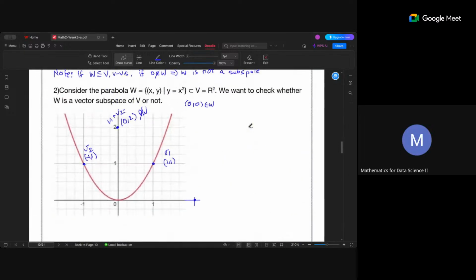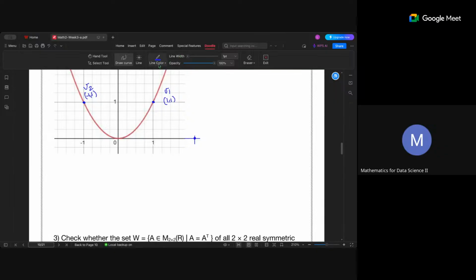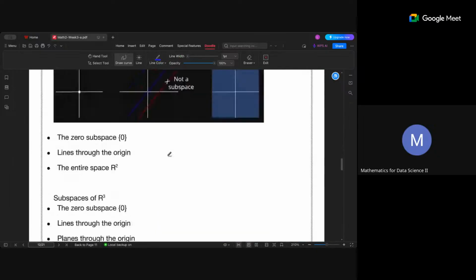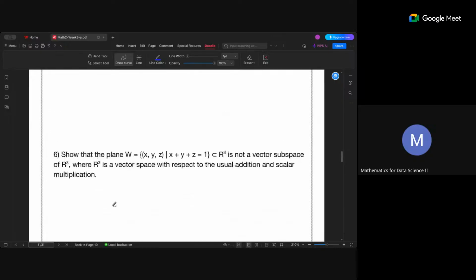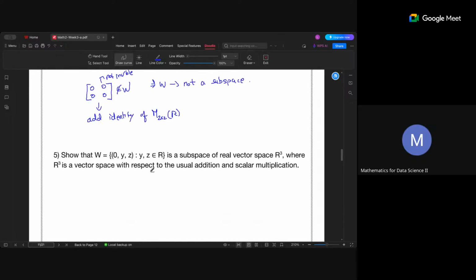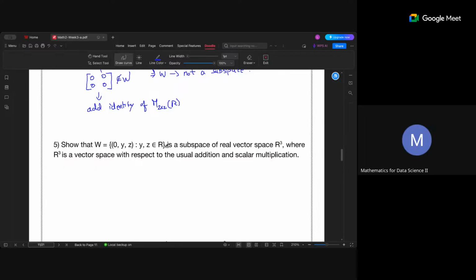Here one thing I wanted to mention. What did we see for R2? For R2, what are all the possible subspaces? Either it can be just the origin alone, or any line which passes through the origin, or the entire plane. These are the only subspaces of R2. There cannot be any other subspaces apart from this. Now we are moving to R3. In R3, what does this set represent first of all?